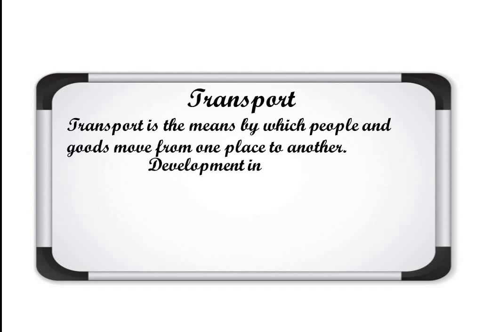Now next is transport. Transport is the means by which people and goods move from one place to another. As we talked about the development in settlement, here also we can take the development in transport. As we know, in the beginning, human beings just walked on their feet. They were covering distances by walking only, and they were carrying loads on the backs of animals.